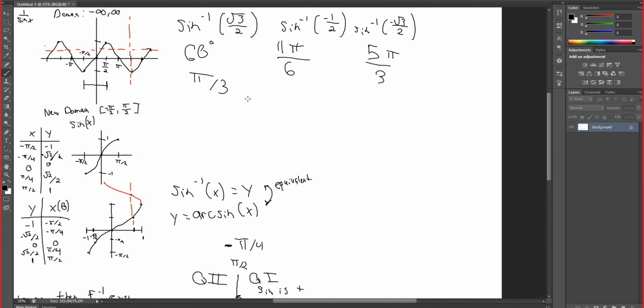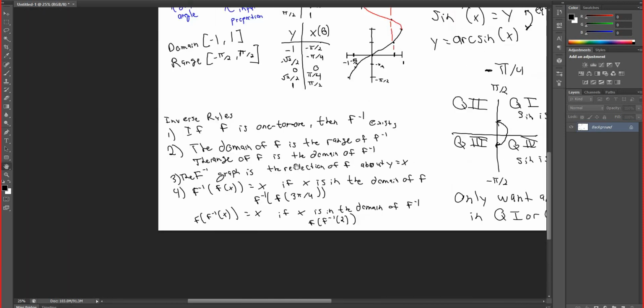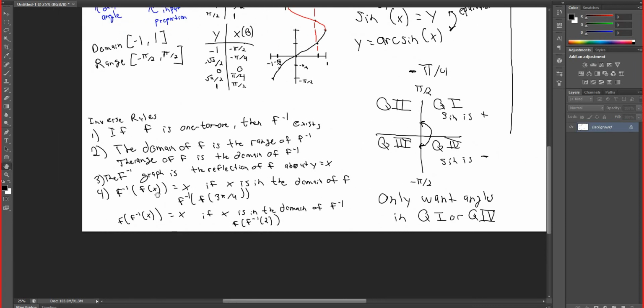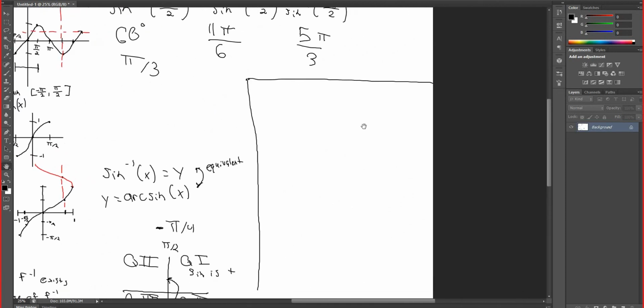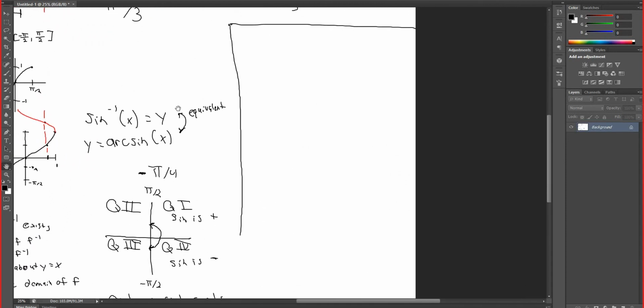The last thing we're going to look at, and I'm going to write this over here. So we had already mentioned this before with the properties that say f inverse f of x is equal to x if x is in the domain of f. So this is just applying it to the actual domains.